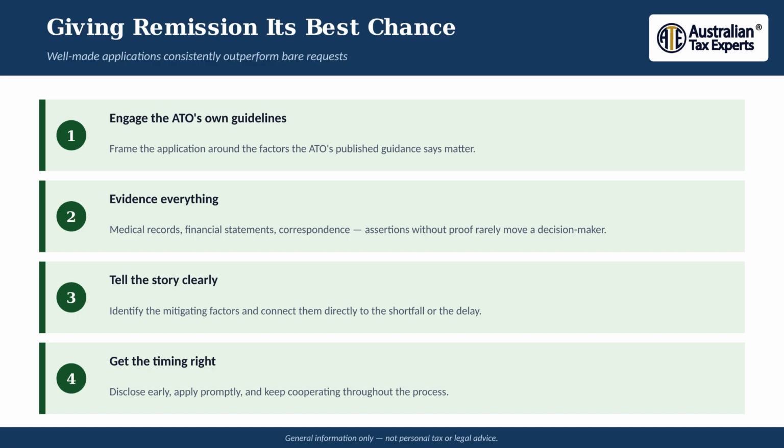Third, tell the story clearly. Identify the mitigating factors and connect them directly to the shortfall or the delay, so the officer does not have to join the dots themselves. And fourth, get the timing right. Disclose early, apply promptly, and keep cooperating throughout. Remission decisions involve genuine discretion, and discretion responds to presentation. A well-prepared submission consistently outperforms an unstructured request.